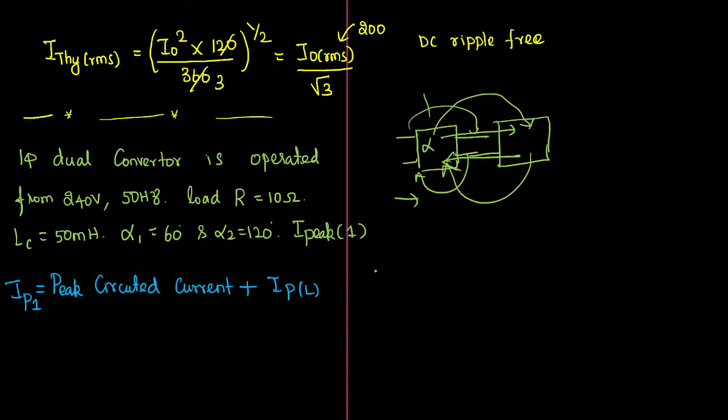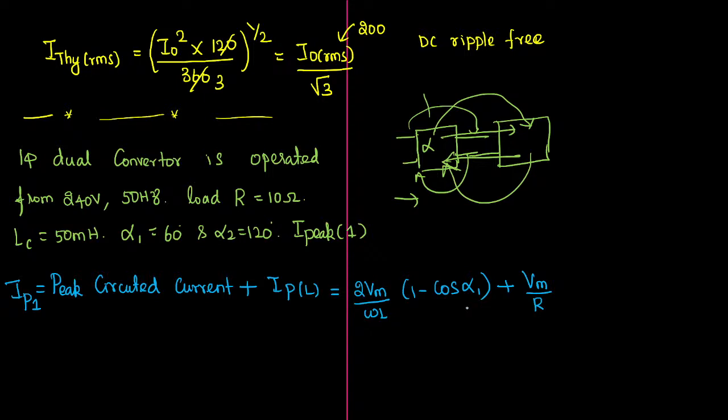Okay sir. Now, what is the formula to calculate the peak circulating current? This is very important. 2 Vm by omega L into 1 minus cos alpha. They are talking about converter 1. So I am writing the formula for peak current 1. Plus, if you want the maximum load current, what should you do? Maximum peak voltage divided by the load resistor.